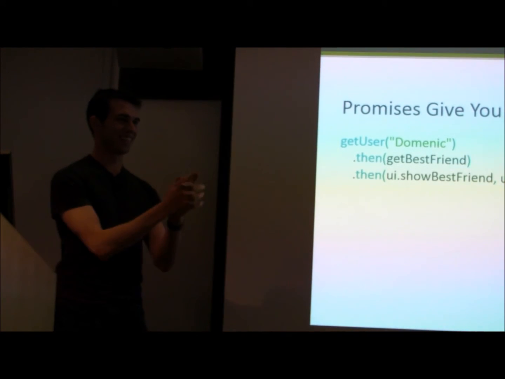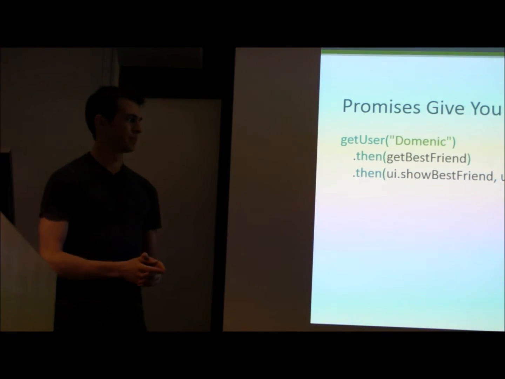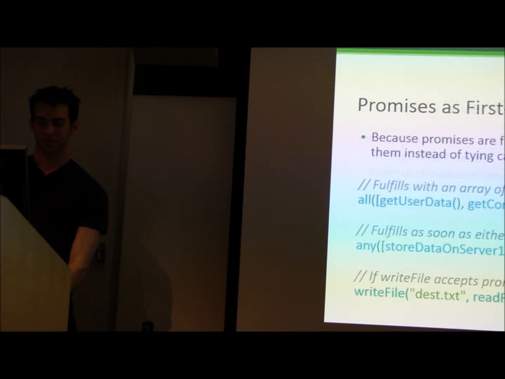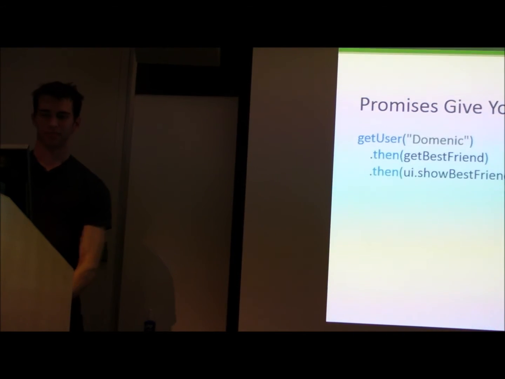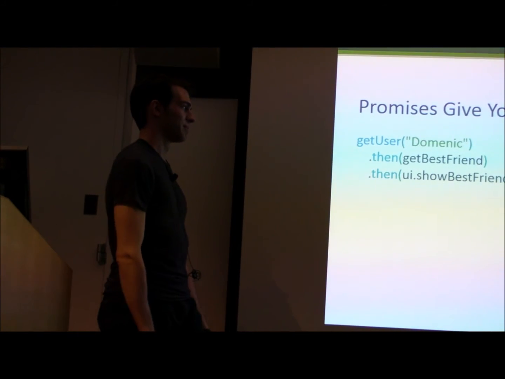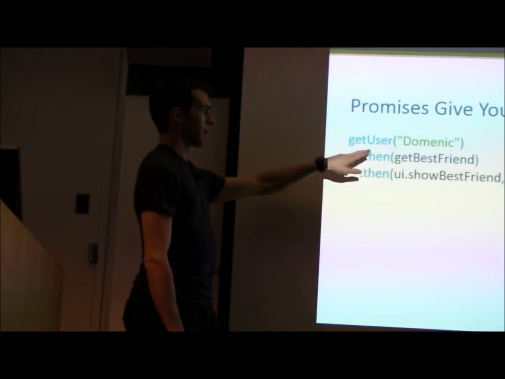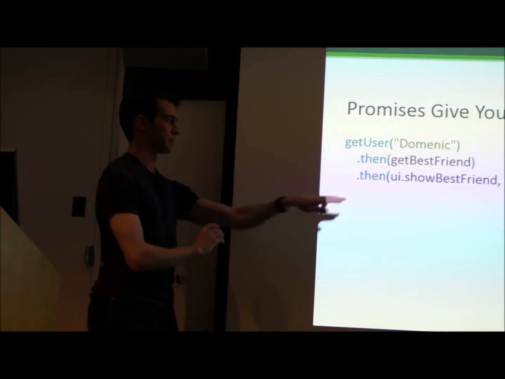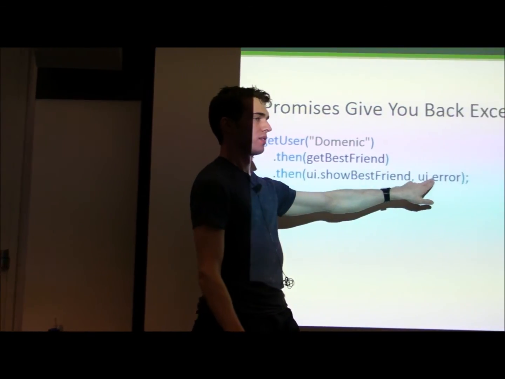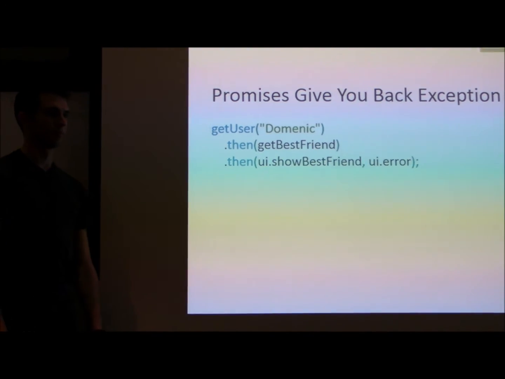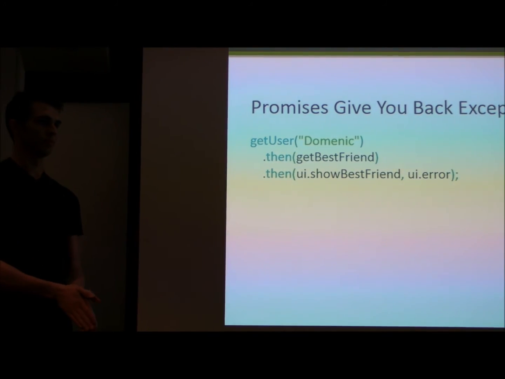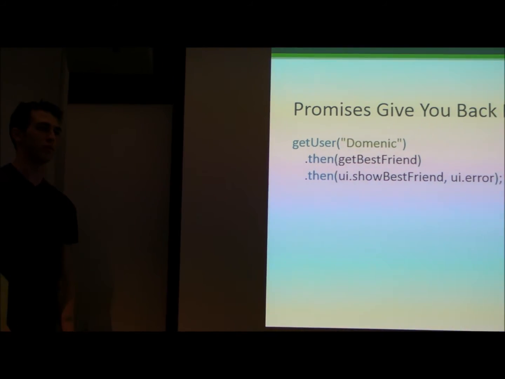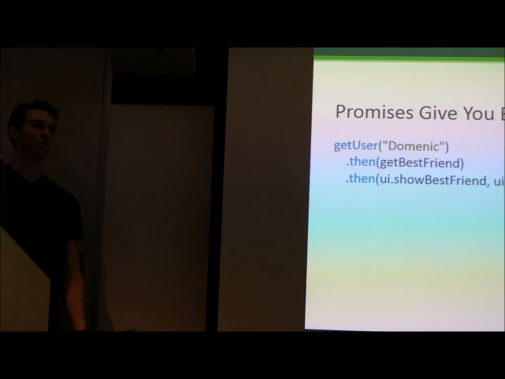You can go on. So just to be clear, if get best friend in the middle failed, the promise returned by the first then would be a rejected promise, which when you call then upon, it skips the second and calls the error handler. Exactly. So is the normal pattern to only put the error handler at the very end? Just like in synchronous code, you only put your catch at the outermost level, right?